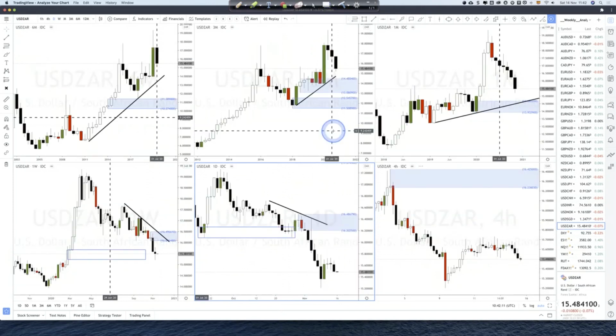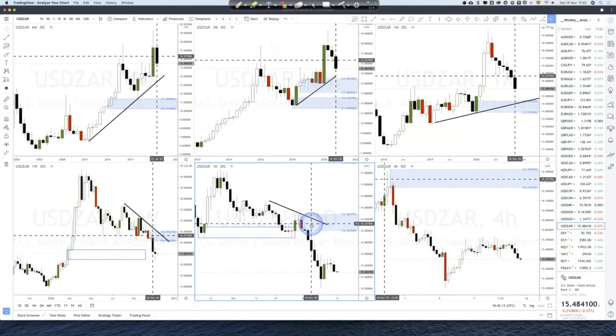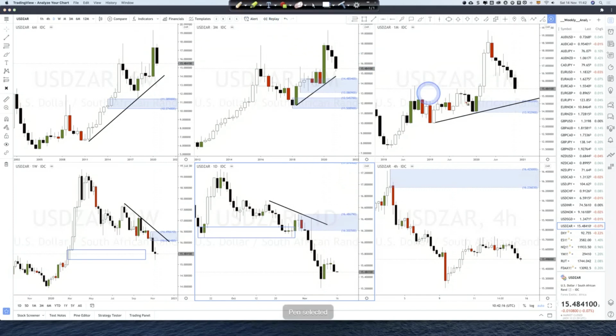South African rand, same thing here, the pink candle. We have price approaching this monthly area of demand where longs would be possible again. In the weekly sequence, we have the weekly in the downtrend, shorts, and the average supply.